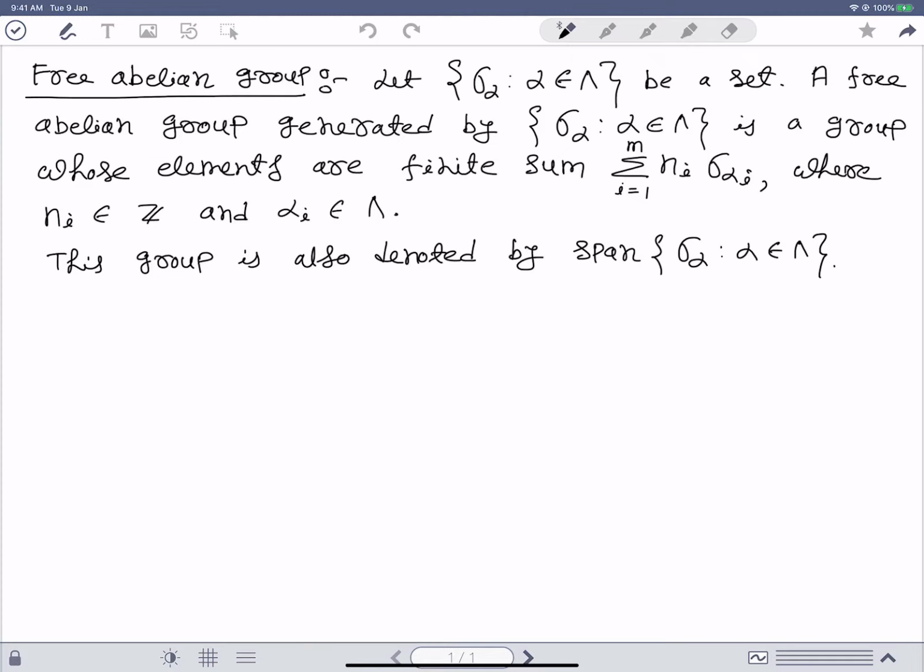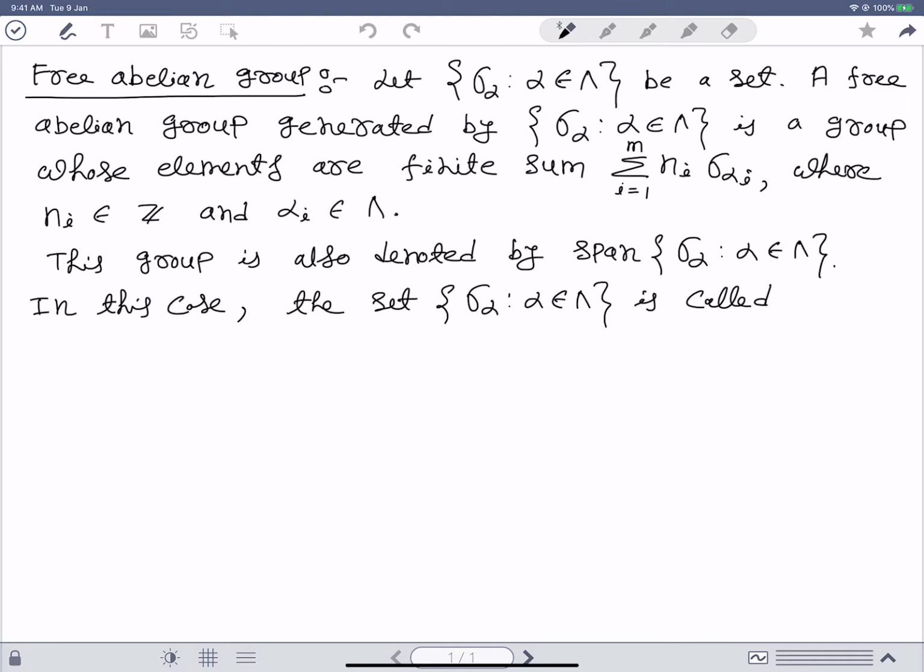Now in this case, the set of these sigma alpha is called a basis of the group. Okay. Now here we have some observations.